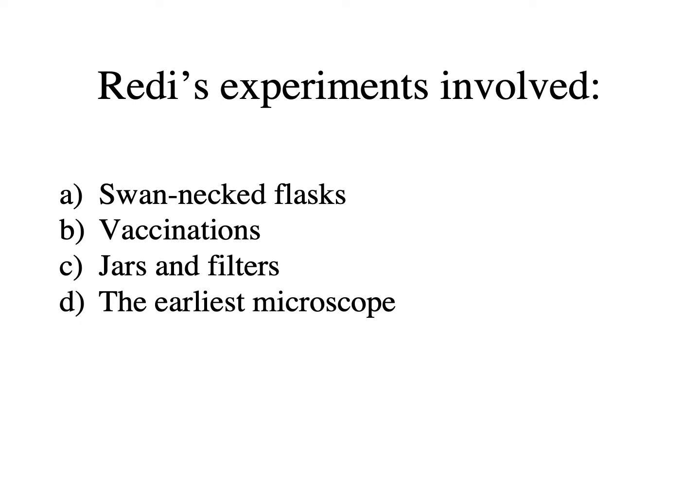He believed there was something else going on. He did not believe that life came from non-living things. So he put meat into jars, either covered or uncovered. And in the uncovered jars with the meat, maggots developed because the flies were able to get into the jars and lay their eggs in the meat.